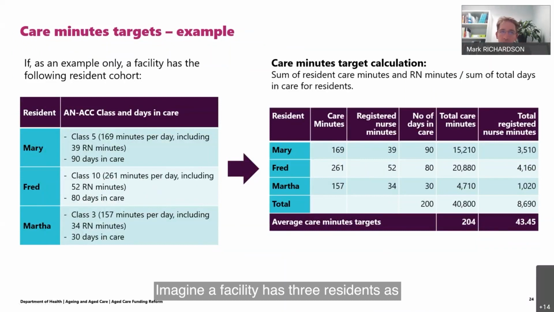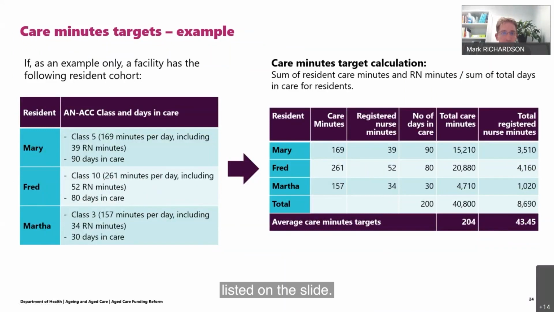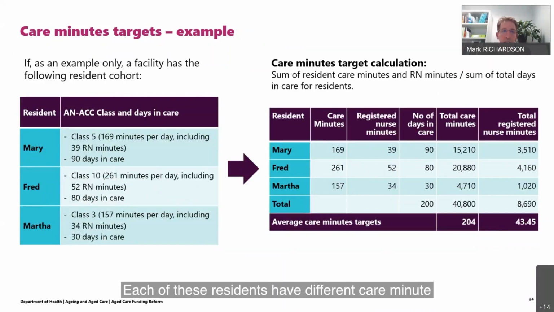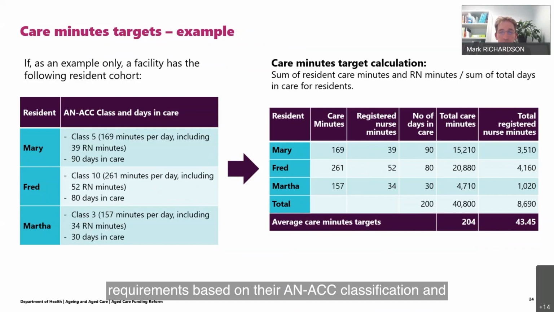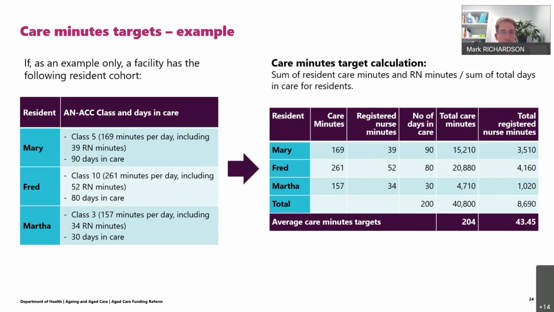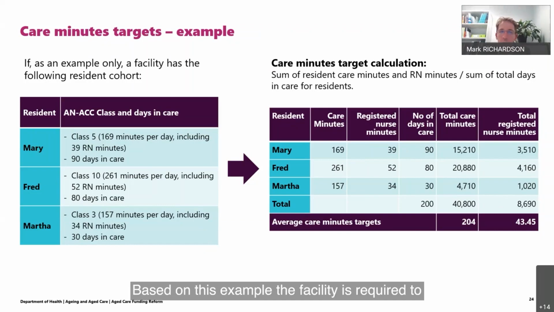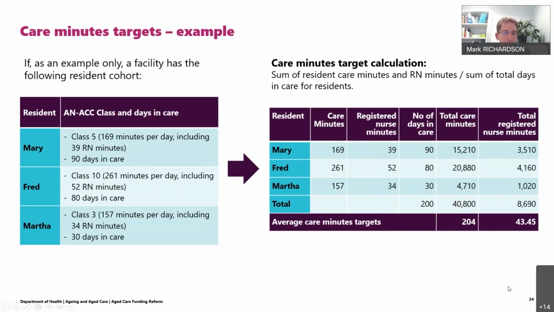Imagine a facility has 3 residents, as listed on the slide. Each of these residents have different care minute requirements based on their AN-ACC classification and have a different number of days spent in care. The average care minutes requirements can be determined by calculating the sum of the residents' care minutes divided by the sum of the residents' total number of days in care during the quarter. Based on this example, the facility is required to deliver an average of 204 care minutes, including an average of 43 minutes of registered nurse time.